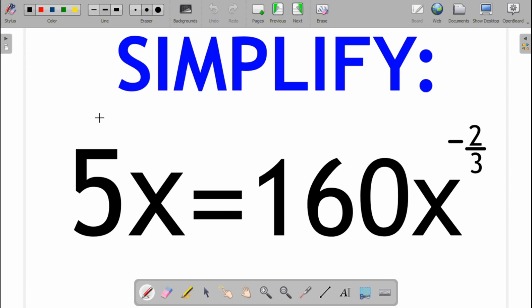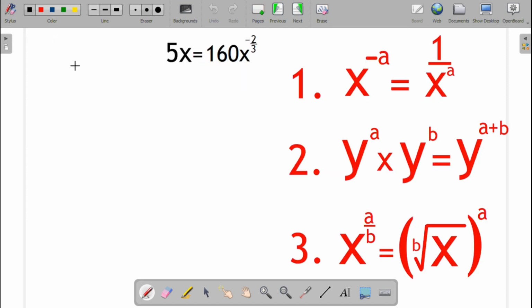Welcome everyone. In this video, let us simplify this question. Here we have 5x is equal to 160x raised to power minus 2 over 3. Okay, now let us solve this question right here. We have 5x is equal to 160x raised to power minus 2 over 3.